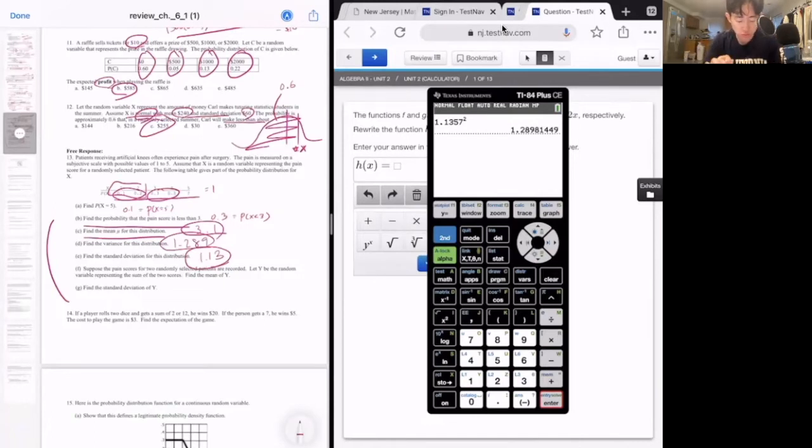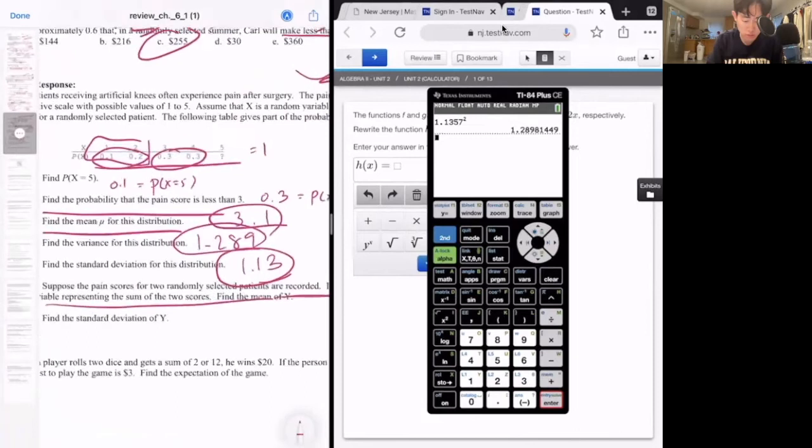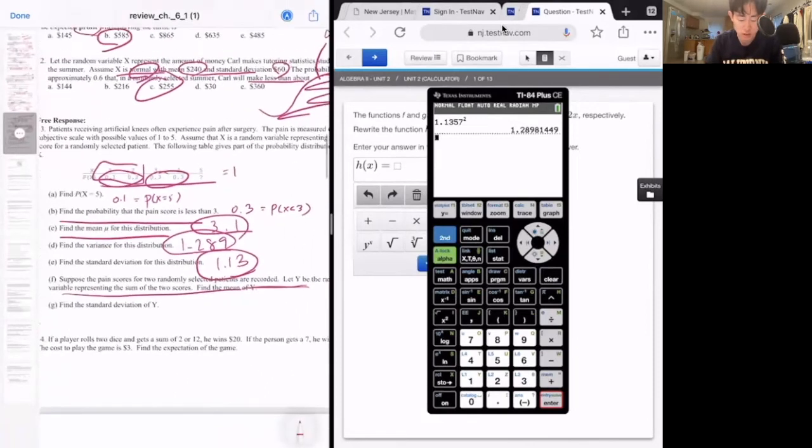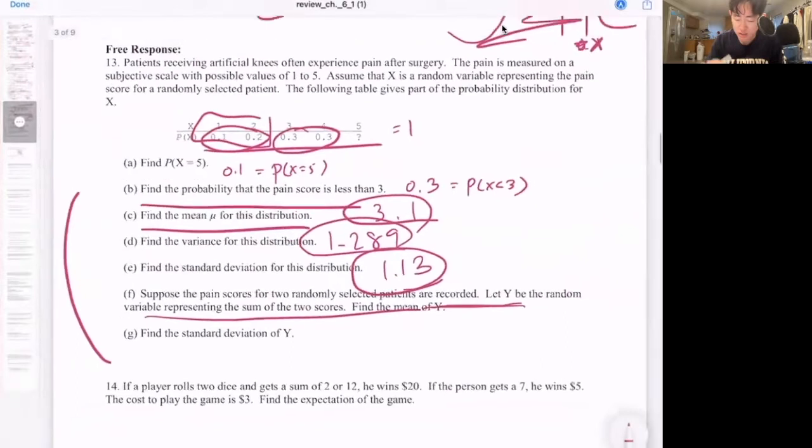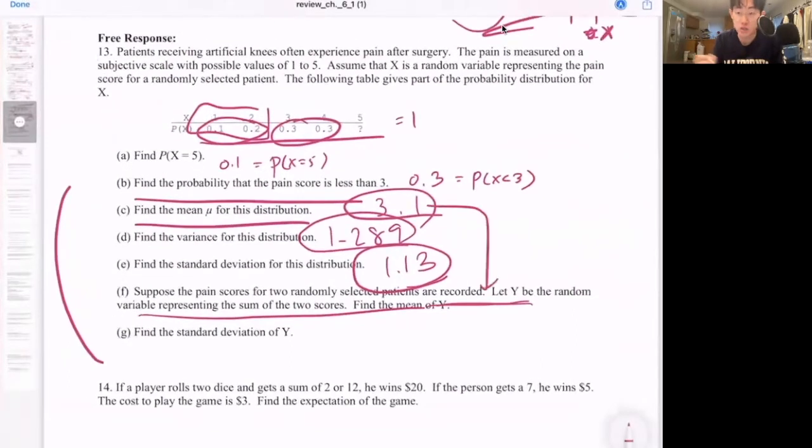Suppose the pain scores for 2 randomly selected patients are recorded. Let y be the random variable representing the sum of the 2 scores. So I'm on part F, by the way. I know the font is really small. If I'm talking about the sum of these 2 scores, find the mean of y, it says. That's just simply taking this and adding the 2 means up. Remember that the mean of x plus y is the mean of x plus the mean of y separately. 3.1 plus 3.1, which equals 6.2.